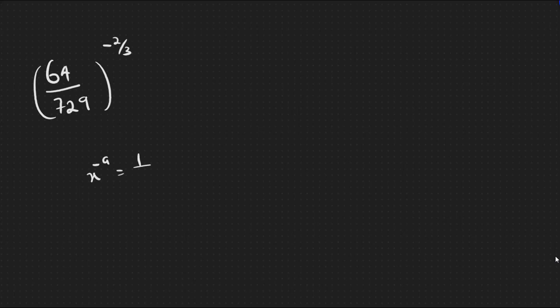The next question we have here is 64 over 729 all to the power of minus 2 over 3. Remember that any number to the power of a negative value will always give us a reciprocal of that number to its power, right? So that means this one is going to be 1 all over 64 over 729 all to the power of 2 over 3, where this one will be the root and this one will be the power, right?